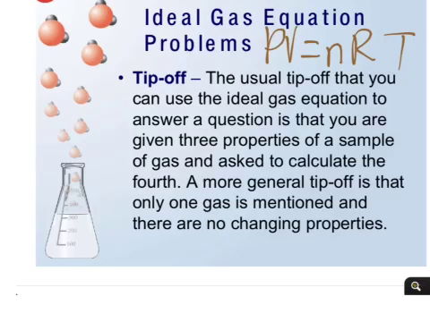Next, your ideal gas law equation. PV, pressure times volume, is equal to nRT, the number of moles times R. R is just a constant depending on the pressure units, times your temperature. Now the usual tip-off that you're going to use this is if you have 3 properties and are asked to calculate the 4th. Another one is if you only have 1 gas, you're going to use the ideal gas law.